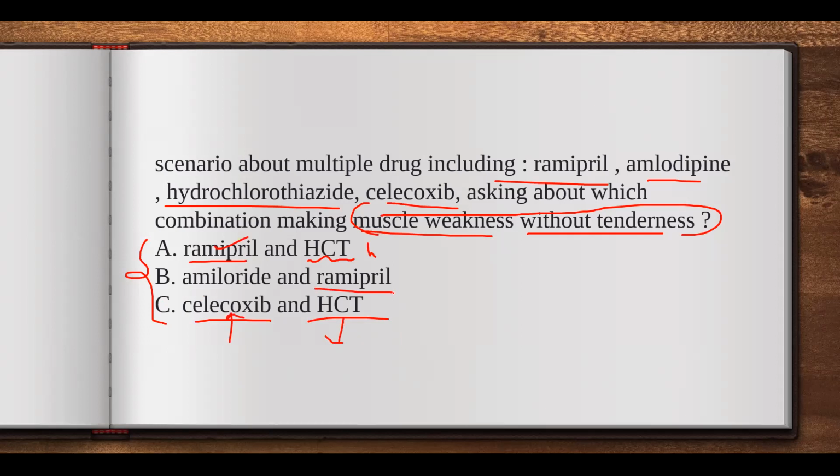Now ramipril, an ACE inhibitor, increases potassium. Amiloride is a potassium-sparing diuretic, so it also increases potassium. Both of them increase potassium. So that's the cause of hyperkalemia. Now, can hyperkalemia cause muscle weakness? Yes. Both hypo- and hyperkalemia can cause muscle weakness. Okay, so this is how you understand these sorts of questions.